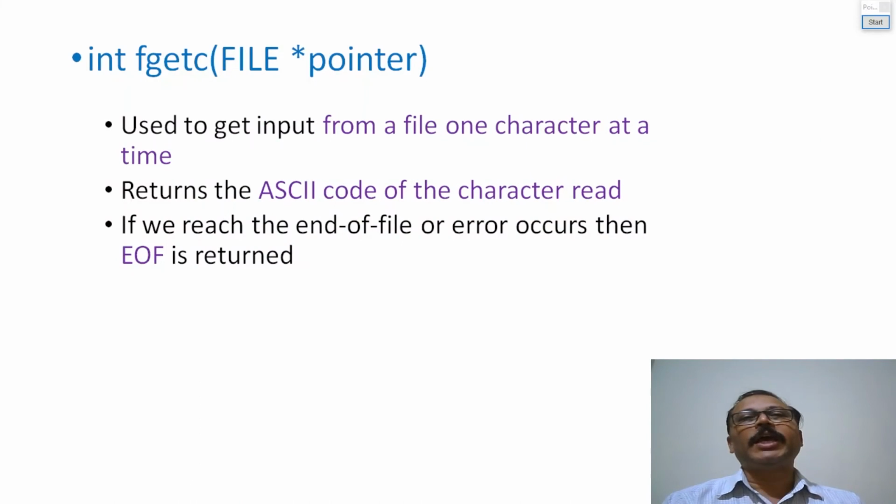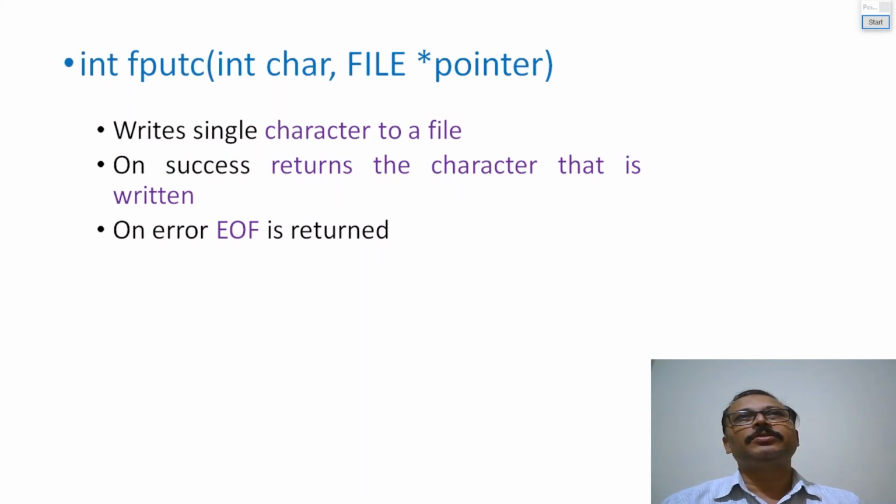You can read one character at a time and also transfer one character to the file, using fgetc and fputc. fgetc gets one character at a time and returns the ASCII code of the character read. fputc is to transfer one character to the file.